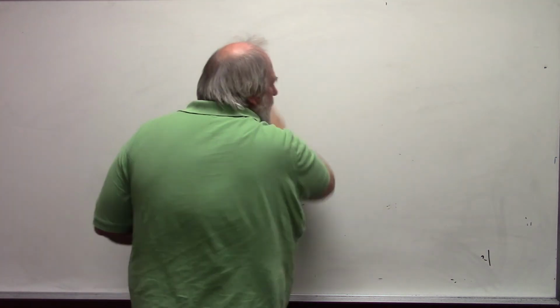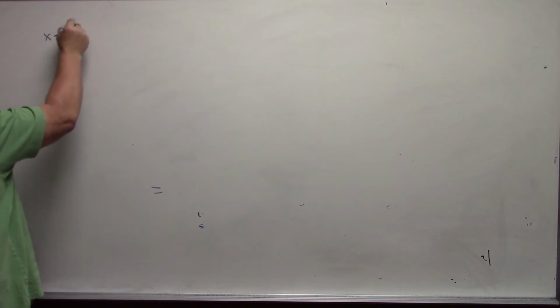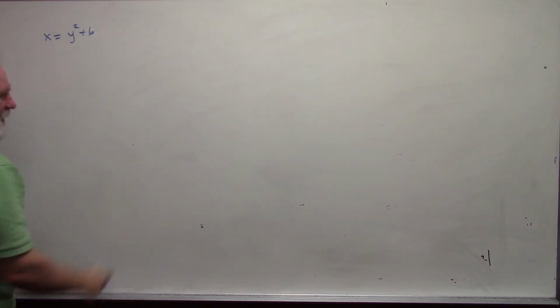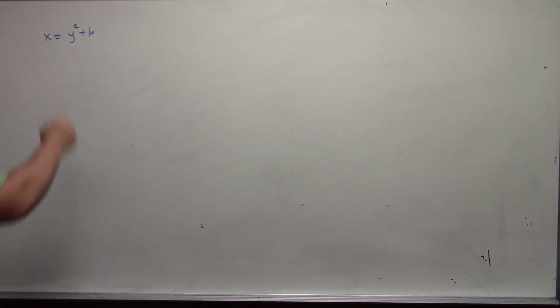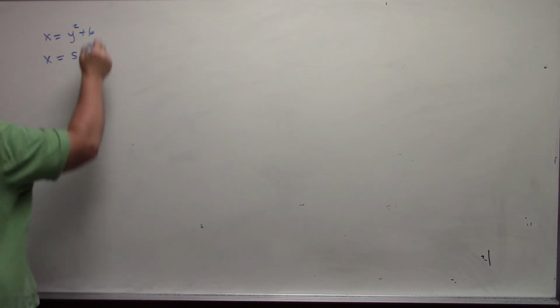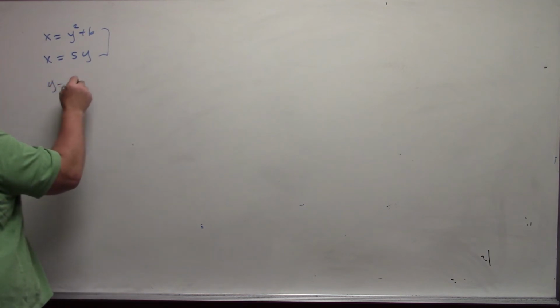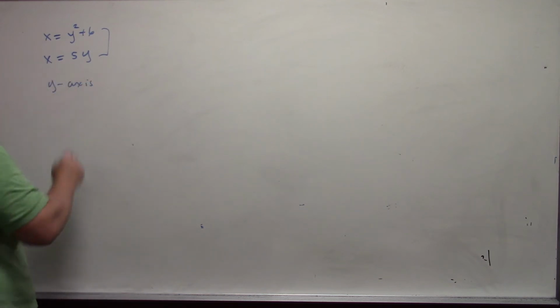Let's suppose I have x equals y squared plus 6 and x equals 5y. And I want to rotate the area between these curves about the y-axis.